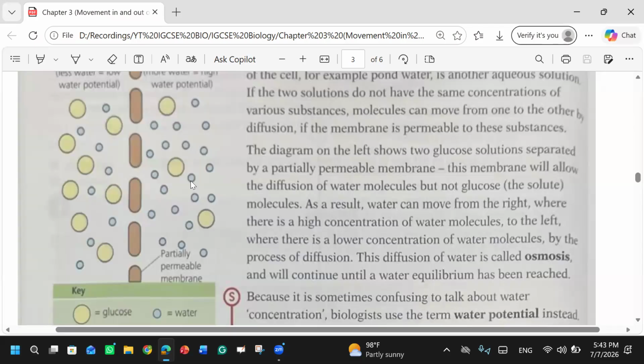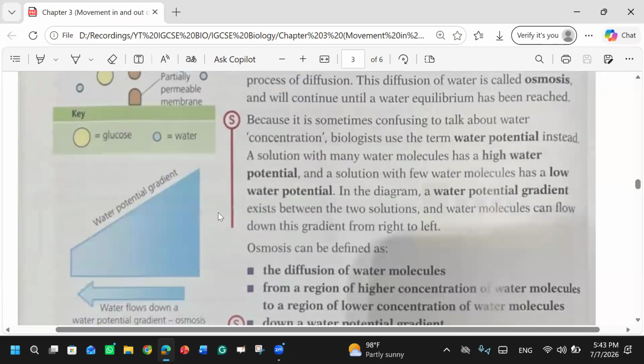Which thing will move from right to left, water or glucose? Water will move by the process of diffusion. Right? And this diffusion will be known as osmosis. Okay? Clear?